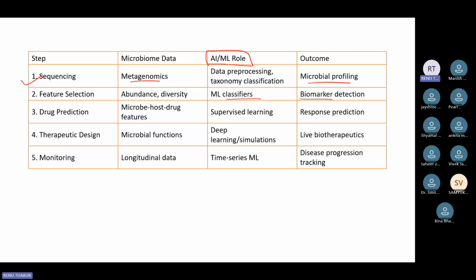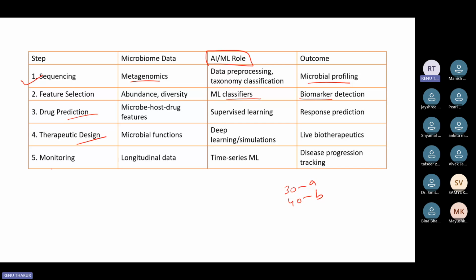Like you can say for the diabetes mellitus patient we are having 30% of A bacteria, 40% of B bacteria. So like this way you can say. And if you are talking about drug prediction, if you want to do personalized therapeutic design, for that also you can rely on the AI/ML programs.